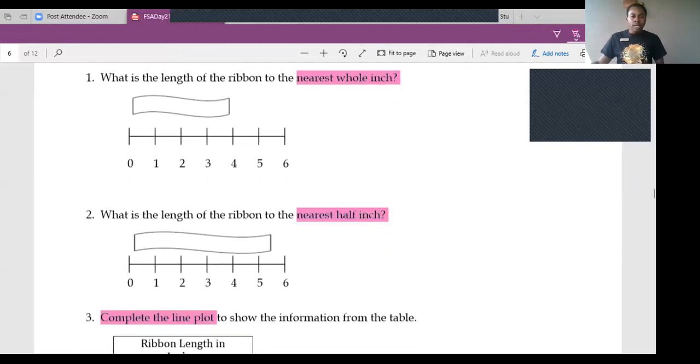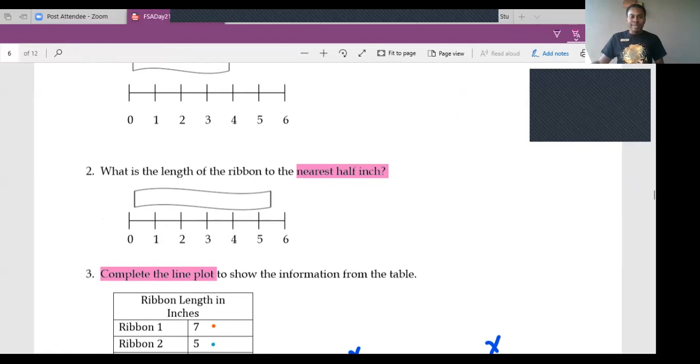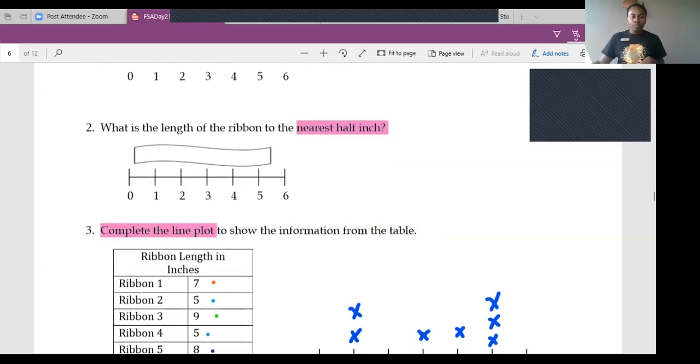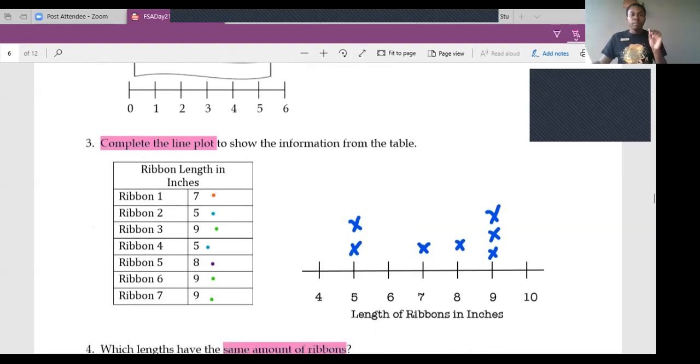Okay. Number 2 says, what is the length of the ribbon to the nearest half inch? Now we see that it has at least gone up to the whole number 5, and it's in the middle between 5 and 6. So if they're asking us for the nearest half inch, that means it's 5.5 inches. Okay. Number 3 says, complete the line plot to show the information from the table.